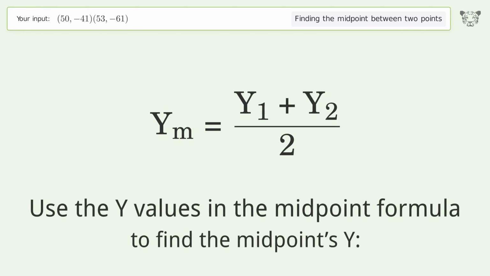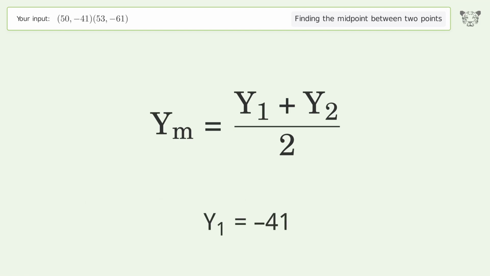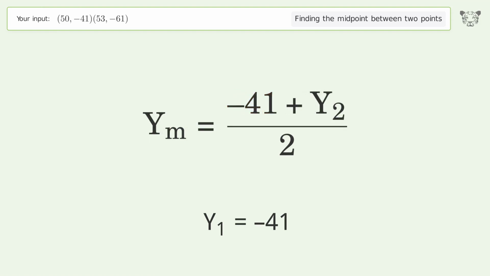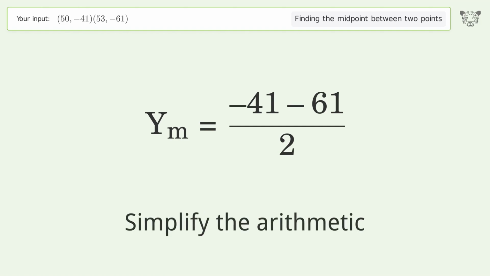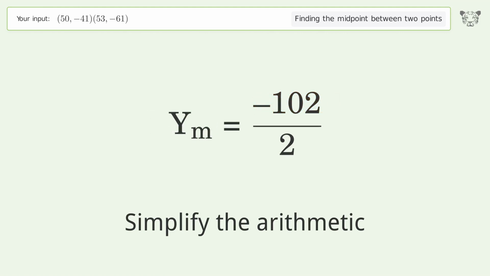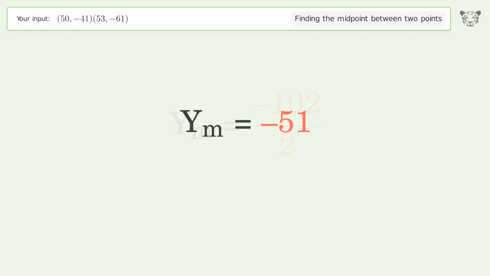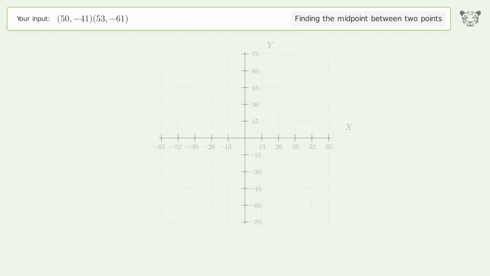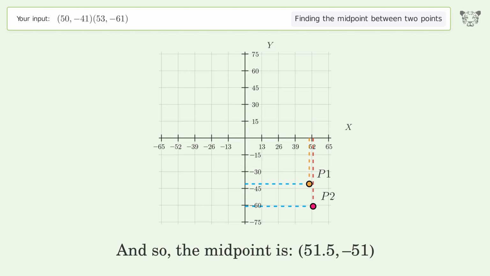Use the y values in the midpoint formula to find the midpoint's y. y1 equals negative 41. y2 equals negative 61. Simplify the arithmetic. And so, the midpoint is 51.5, negative 51.